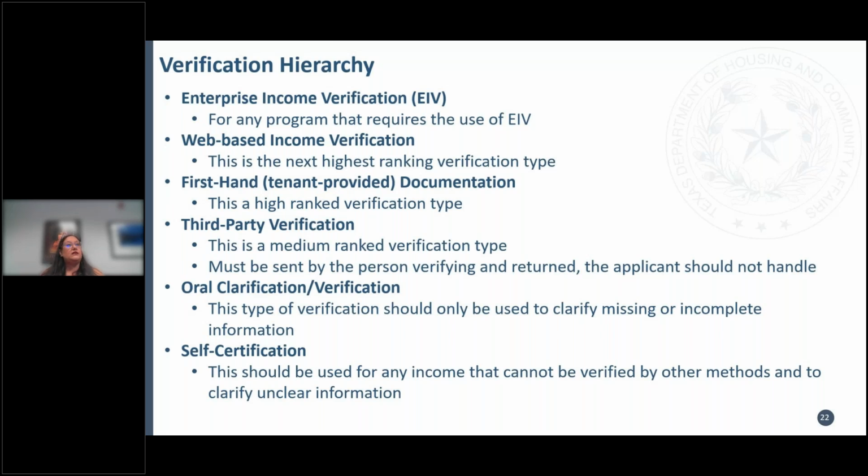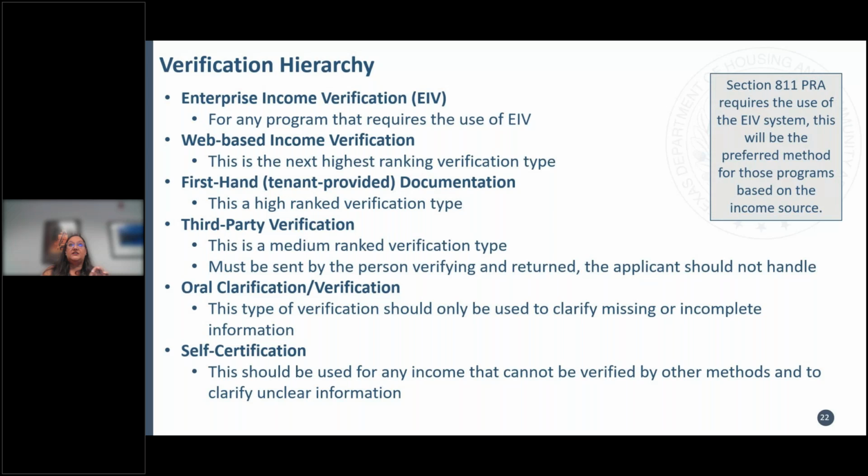We see a lot of properties in rural areas where the employers come in and complete it. So there's definitely some options there you want to explore, but that should not be a standalone verification. A self-certification should be used for any income that cannot be verified by other methods and to clarify unclear information. Section 811 PRA requires the use of the EIV system, so that is going to be the preferred method for that program based on the income source.